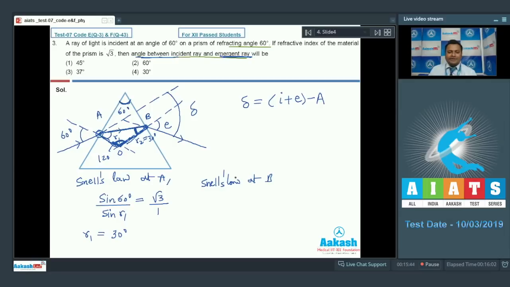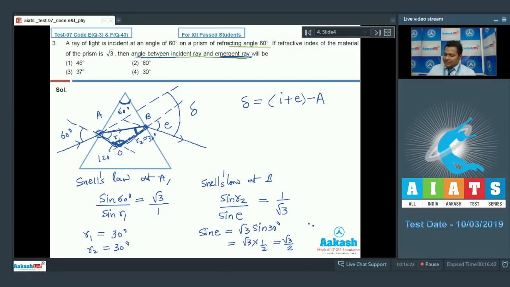So applying Snell's law at B also, we will write the expression: sine of incidence angle, that is R2 here, over sine of refraction angle, that is E here, equals refractive index of refracting medium, that is air, 1, upon incident medium, that is √3. So R2 is already given, so we can calculate sine of E as √3 times sine R2, that is 30 degree. So therefore √3 multiplied by 1 by 2, √3 by 2. Therefore we can write the angle of emergence as 60 degree.